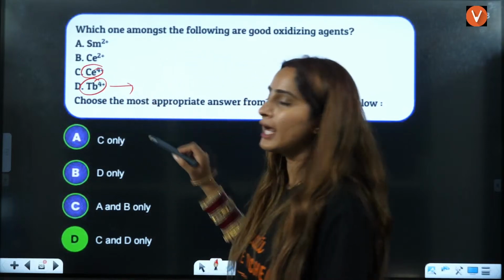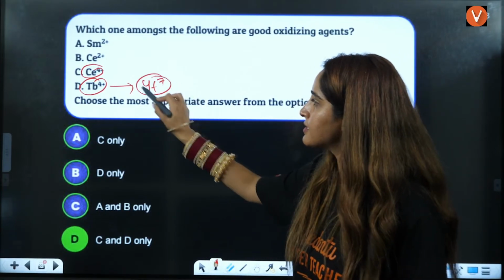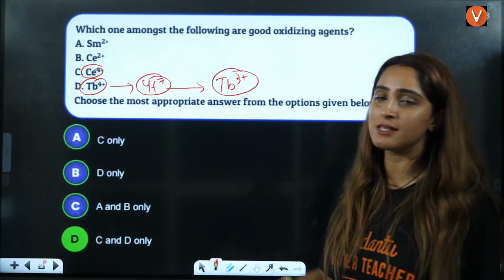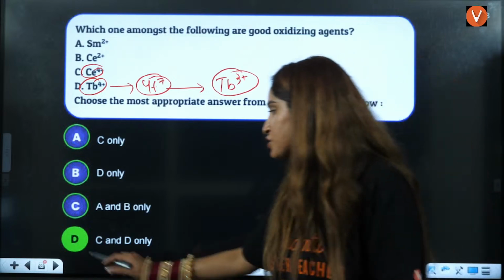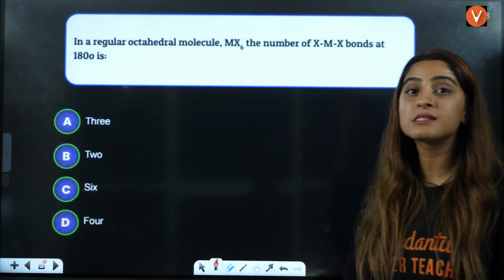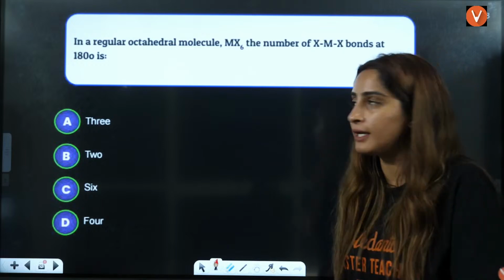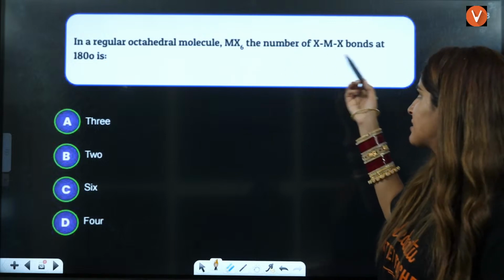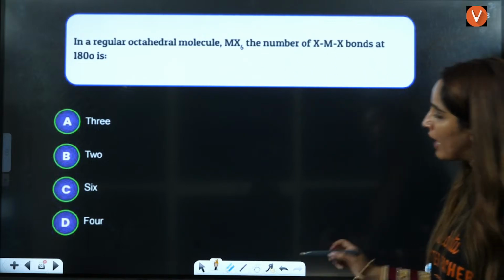D also, we know that this Tb 4 positive is 4f7, that is why it is stable. But it is also because lanthanoids exist in +3 oxidation states, so it is also going to decrease its oxidation number and exist in the +3 oxidation state, which is a common oxidation state for all the lanthanoids.